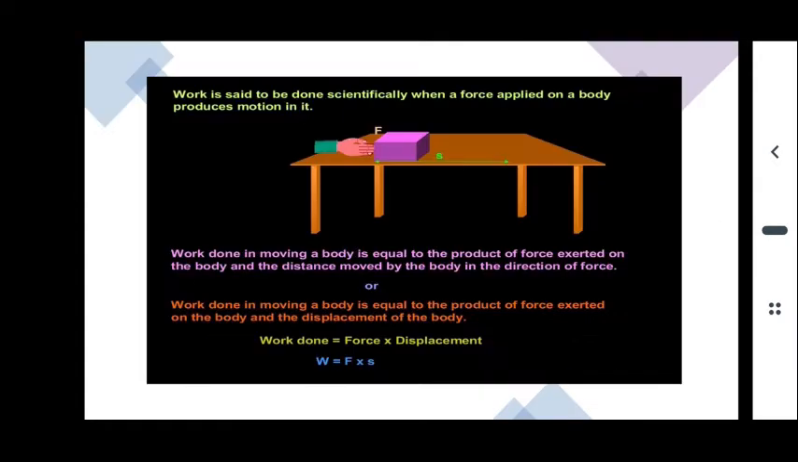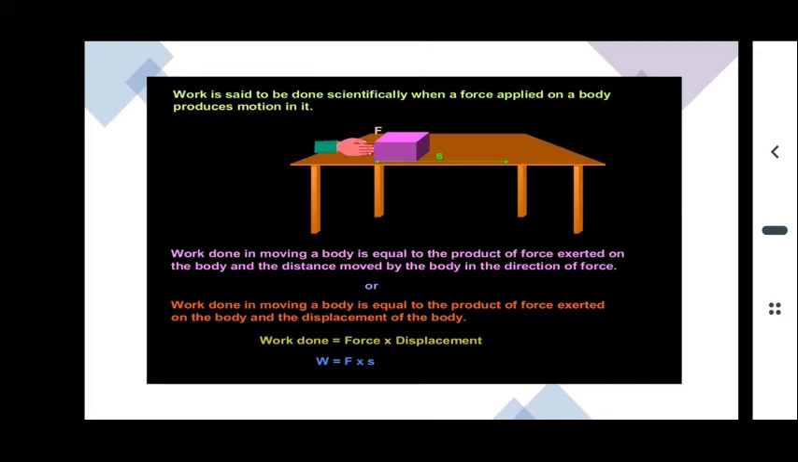Hence, we can define work as when a force applied on a body produces a motion in it, then we call that work is done. Or work done on a moving object is equal to the product of the force exerted on the body and the distance moved by the body in the direction of force. The same thing: work done on a body is equal to the product of the force exerted on that body and the displacement, either displacement or the distance. So we can write it as W is equal to F into S, where F is force and S is either distance or displacement.